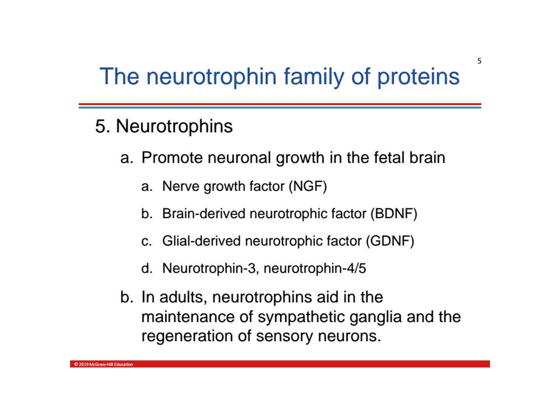Neurotrophins are a family of proteins that induce survival, development, and function of neurons. So these are called growth factors. The most famous of these is nerve growth factor, NGF. And there's another one called brain-derived neurotrophic factor that's also quite well known. There's also glial-derived neurotrophic factor, GDNF, and then neurotrophin 3 and 4/5. So these neurotrophins are particularly important for growth in the fetal brain, but they've been shown to be very important also in the maintenance of sympathetic ganglia and the regeneration of sensory neurons in adults.